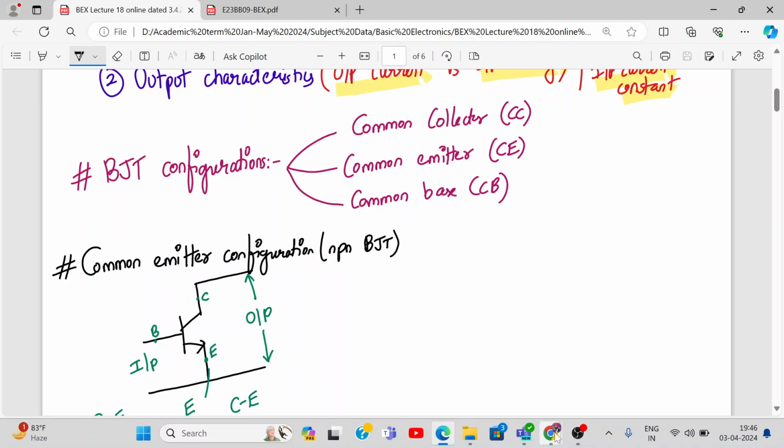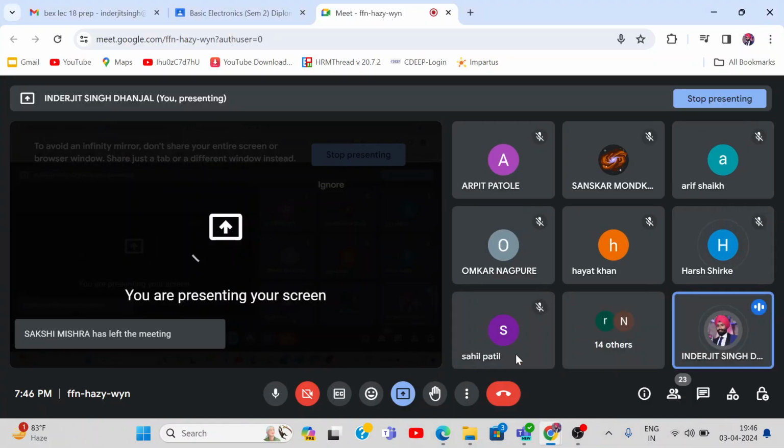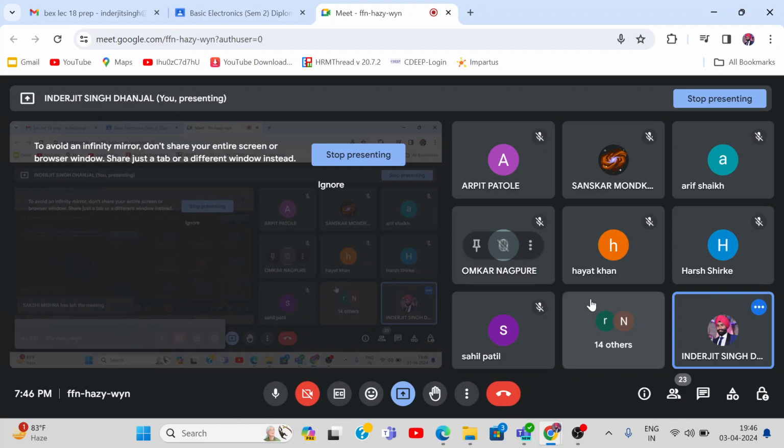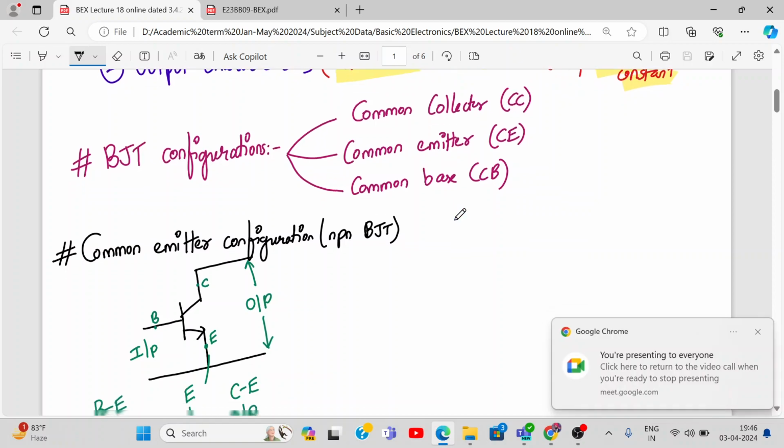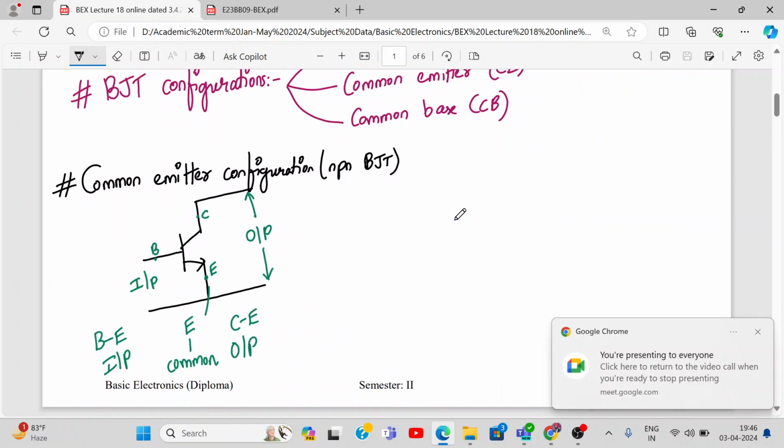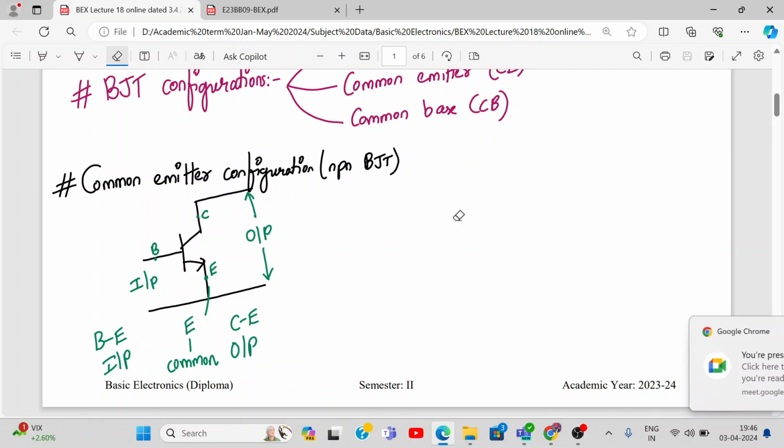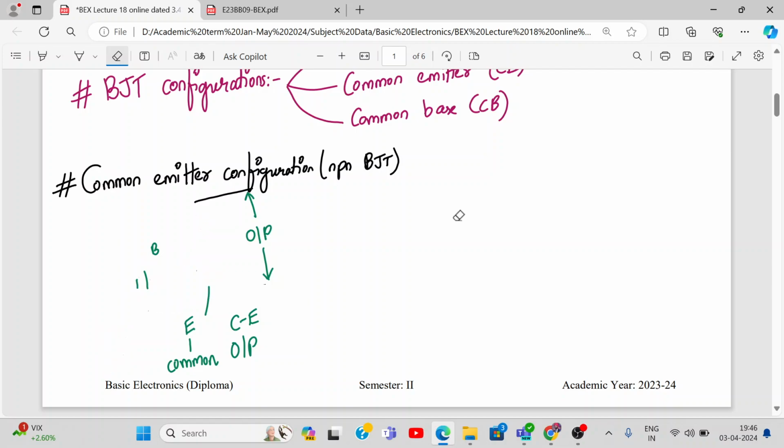Hello? So that I can proceed at the same speed. Can you hear me? Sir, once repeat more. What should I repeat? This one again. Hello? Common emitter configuration. Okay. So the screen was not visible or what in between?